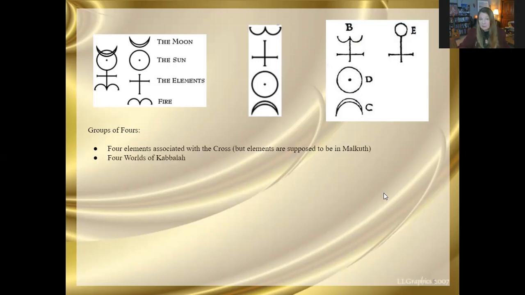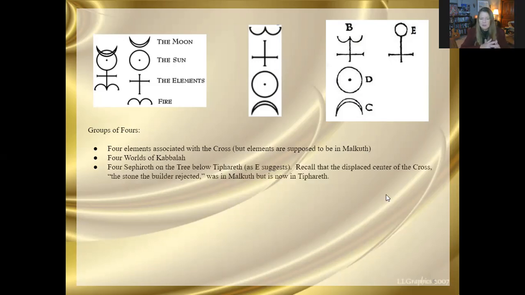We talked last time about the 4 worlds of Cabala, and I just mentioned how the 4th world of Asiah, or world of action, would connect to created nature. There are the 4 Sephiroth on the tree below Tifereth, which is what he suggests. And again, that displaced center of the cross of the elements is now in Tifereth. So it's gone from down here up.